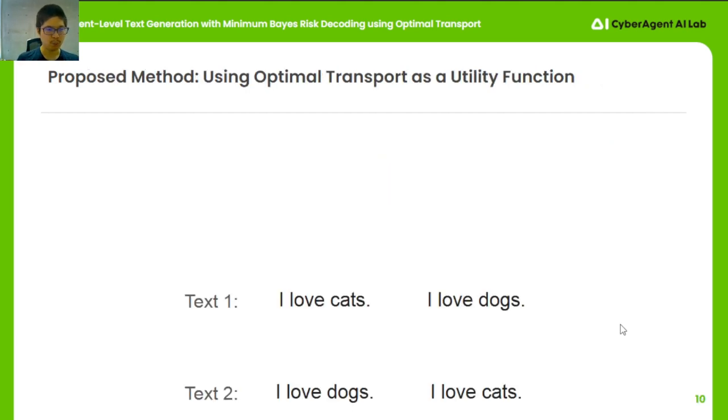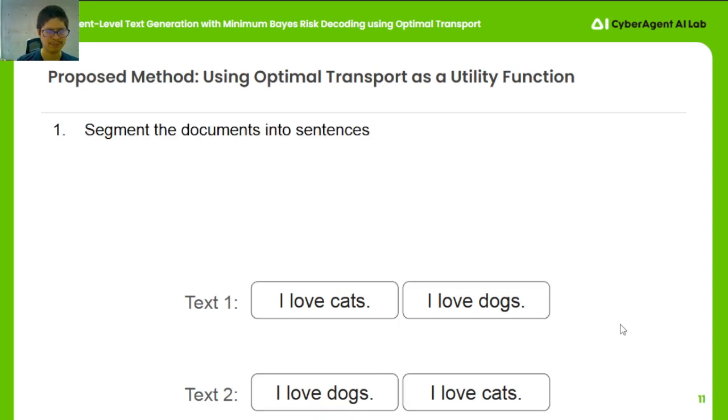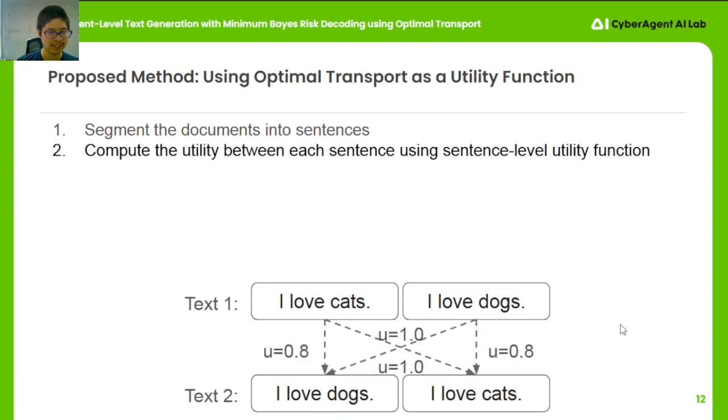Okay, so what we propose is using optimal transport as a utility function. Let's say we have a sentence-level utility function, and we have a document. For simplicity, we have text one, "I love cats, I love dog." That's very simple, but just for showing. So what we do is first segment the documents into sentences, so we now have 2 sentences for each text.